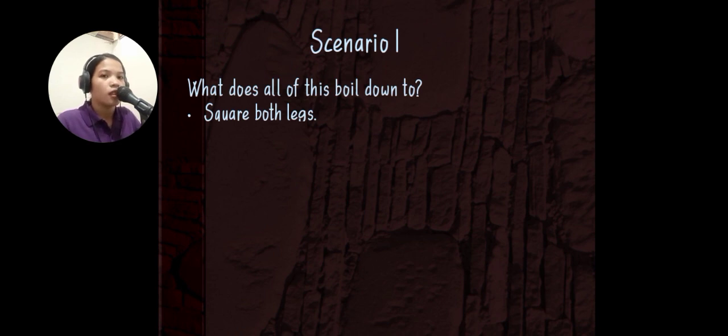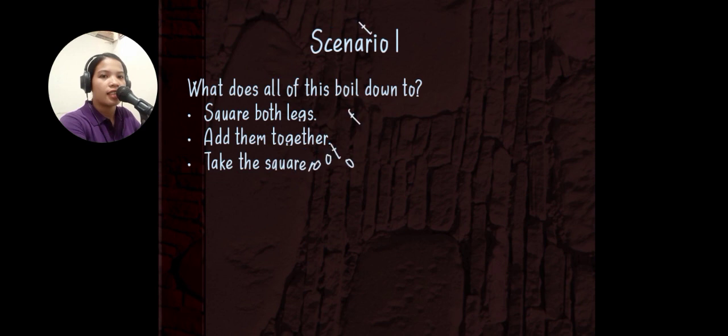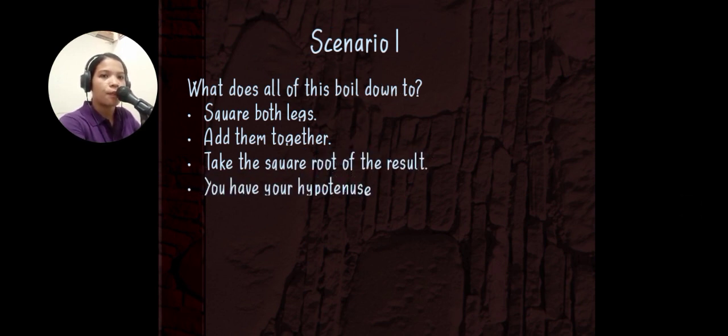So you just directly square both legs. Second, add them together. Next, take the square root of the result, of course. Then you have your hypotenuse, and you can derive the final answer if you follow these steps. So this is the brief summary of scenario number 1, when two sides are already given and you need to find the hypotenuse.